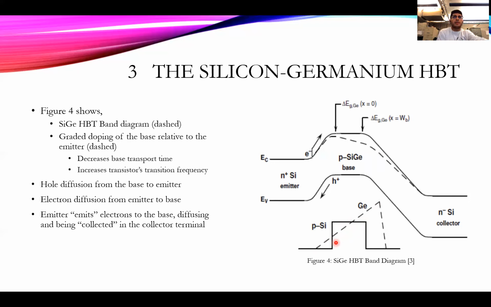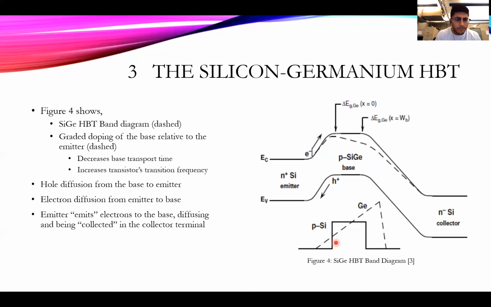What that means is the ability for electrons and holes to transport within the base is decreased, and they're able to move faster. And what this does is increase the transition frequency, aka our performance, and it allows us to get better high frequency performance.